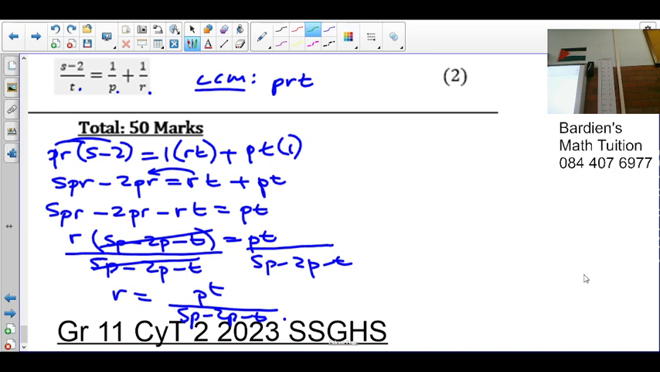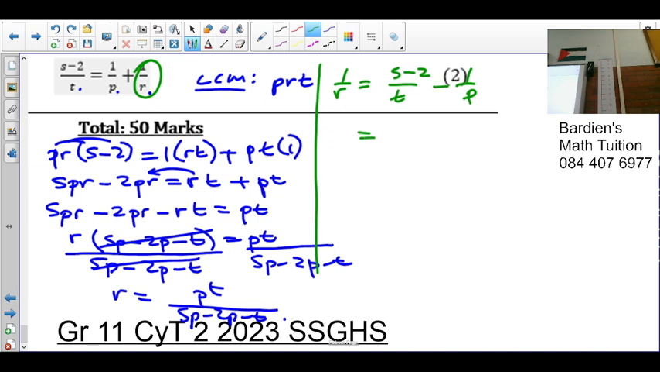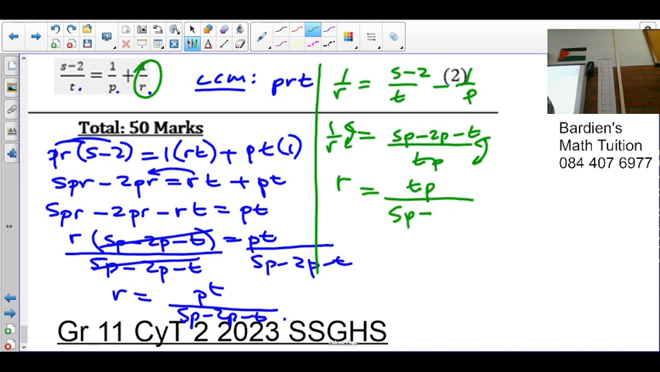Otherwise, if I keep 1 over R on one side of the equal sign, it becomes S minus 2 over T minus 1 over P. The LCM is TP, so it's going to be SP minus 2P minus T, over TP. It's 1 over R. Okay, that's much easier. So since we've got a fraction on either side, we can take the reciprocal of both sides. So R over 1 is R, which is TP over SP minus 2P minus T. Okay, which is fairly simple.